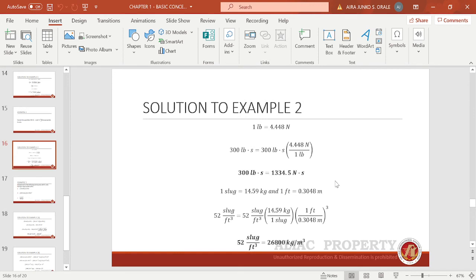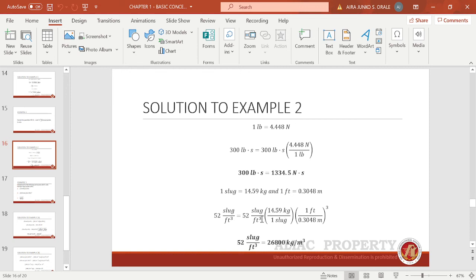And another question given here is the 52 slug per cubic feet. You need to convert it into SI units. So slug is the mass. In SI unit, the mass is kilogram. So 1 slug is equal to 14.59 kilogram, and 1 feet is equal to 0.3048 meter. So the question is 52 slug per cubic feet. So 52 slug, 1 slug is equal to 14.59, so slug will be cancelled. The remaining will be kilogram.